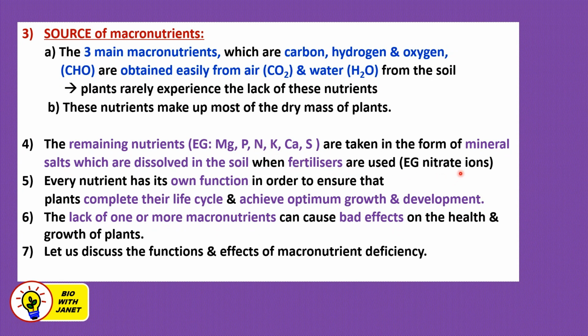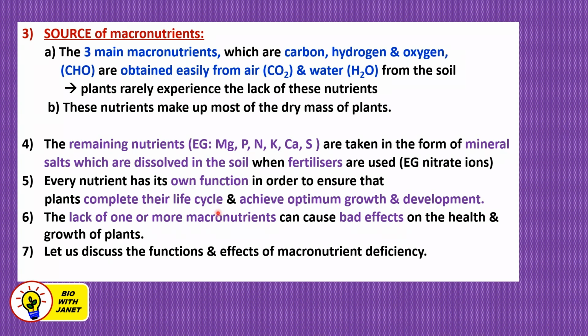Okay, and phosphate or nitrate ions can be supplied to the soil through chemical fertilizers. So these will supply different mineral ions to the plant. For example, phosphates supply phosphorus and nitrates supply nitrogen. Every nutrient has its own function in order to ensure that plants complete their life cycle and achieve optimum growth and development. Every macronutrient and micronutrient has its own function, which we'll discuss in a short while.